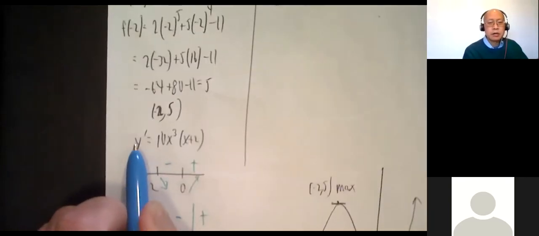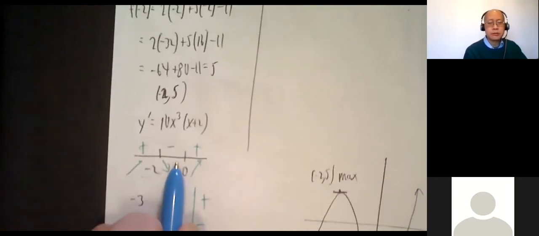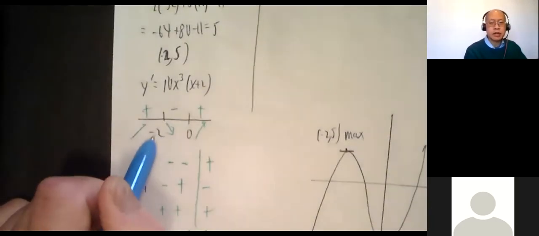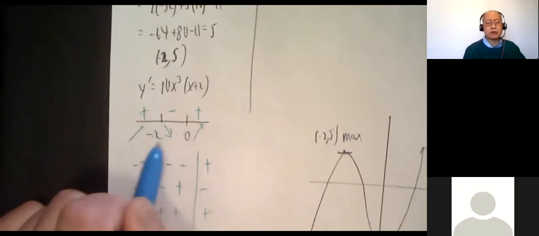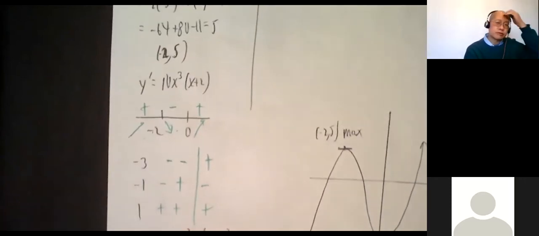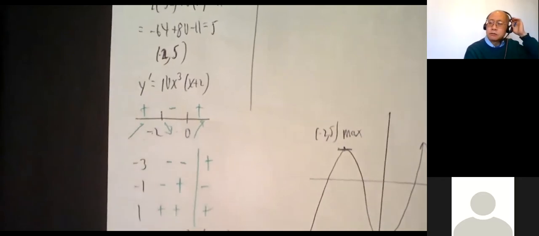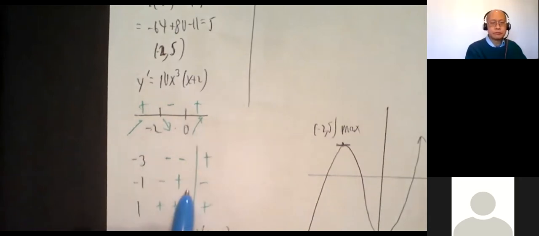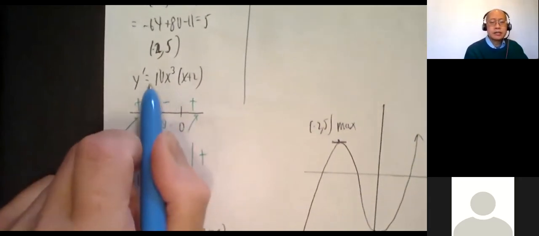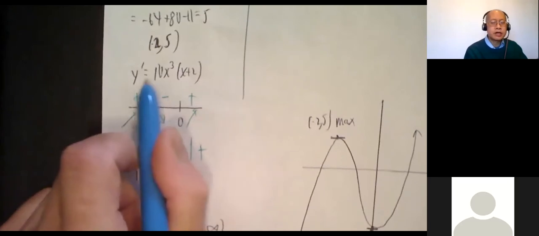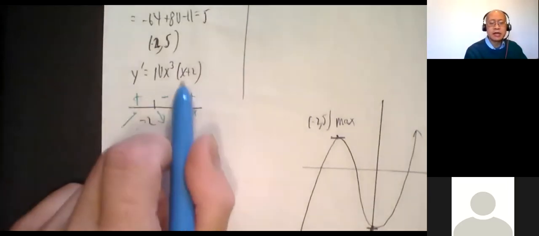Make my sign chart. Put the expression for y prime, 10x cubed times x plus 2. What do I lay down? The critical numbers, 0 and negative 2. Negative 2 and 0. Of course, you got to put them in the right location. Negative 2 to the left of 0. All right, pick something over here, negative 3. In the middle, negative 1. Over here, positive 1. Plug in 10 times negative 3 cubed, that's negative. So you don't care about the exact value. It's too difficult. Just want the sign. Negative 3 plus 2.